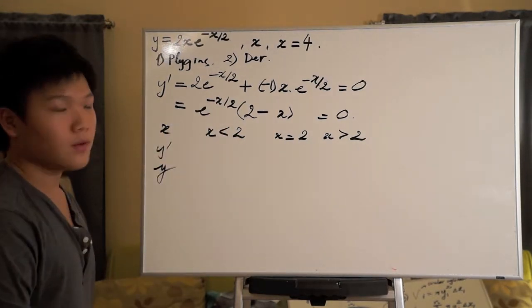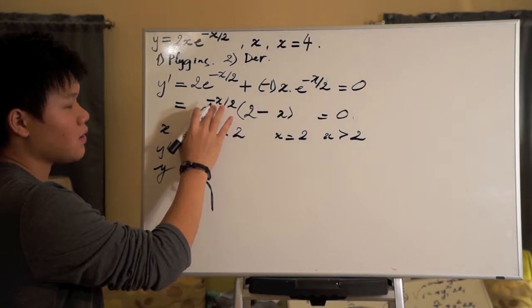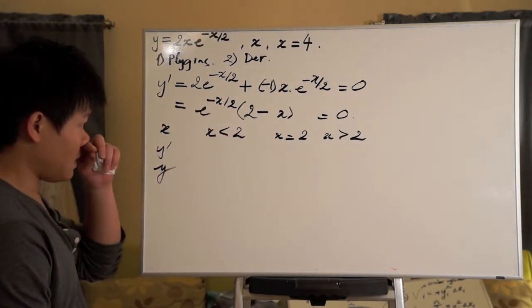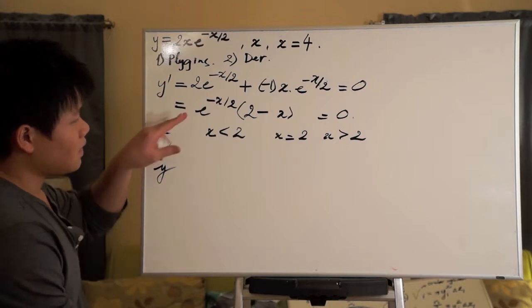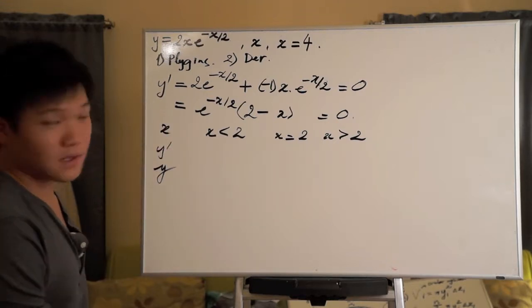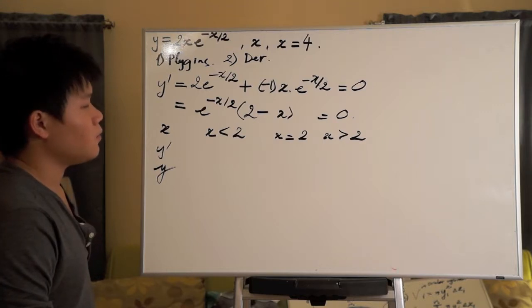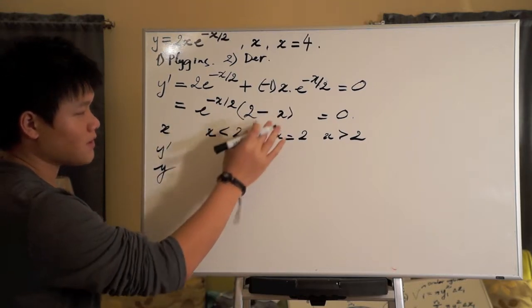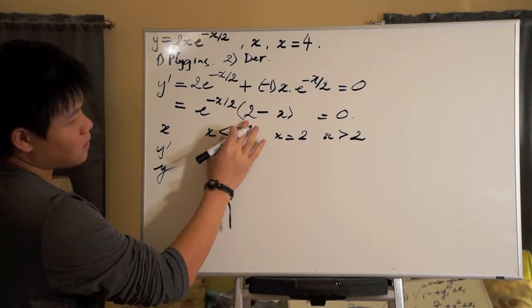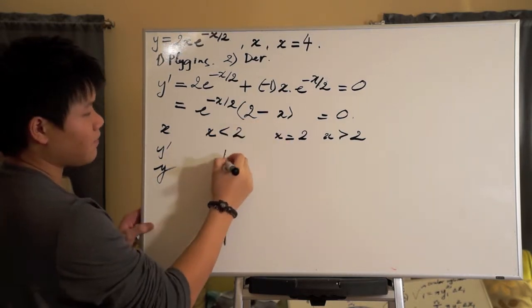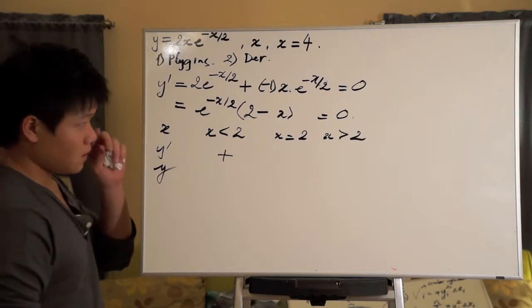You can look at the graph, or you can plug in any points, even to infinity, and the value 0 doesn't exist. So we wouldn't worry about that. We only worry about this one. So for x less than 2, 2 minus x is positive. Therefore, you have plus.